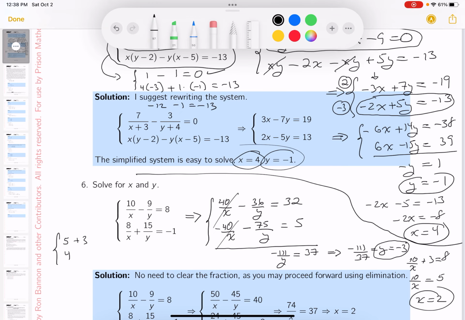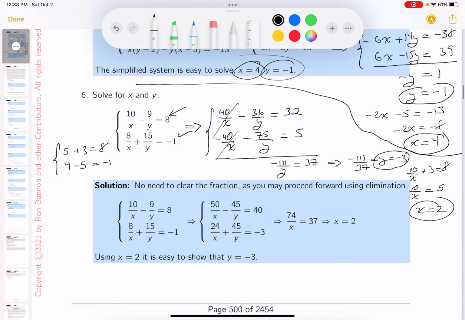And this would be what? This would be minus 5. What's 5 plus 3? 8, as advertised. What's 4 minus 5? Minus 1, as advertised. So I'm gonna commit to that now. y is minus 3, and x is 2. Let's see if they did that. y is minus 3, x is 2.